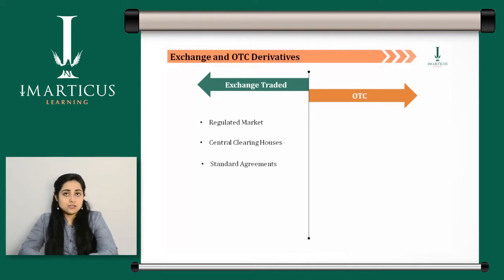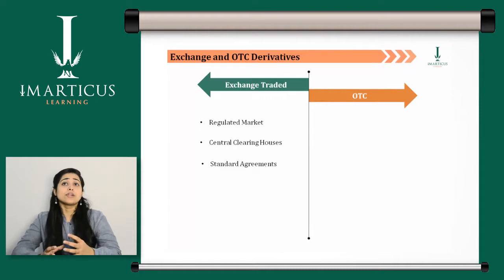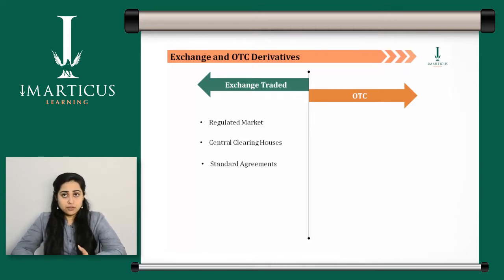Next is standardization. The term standardized generally means that a security like an options contract or a futures contract has customary terms that are common among all the series and classes of contract, so as to facilitate trading of that derivative on an exchange. For example, there will be standardization in terms of expiry date of the contract, in terms of lots, etc.